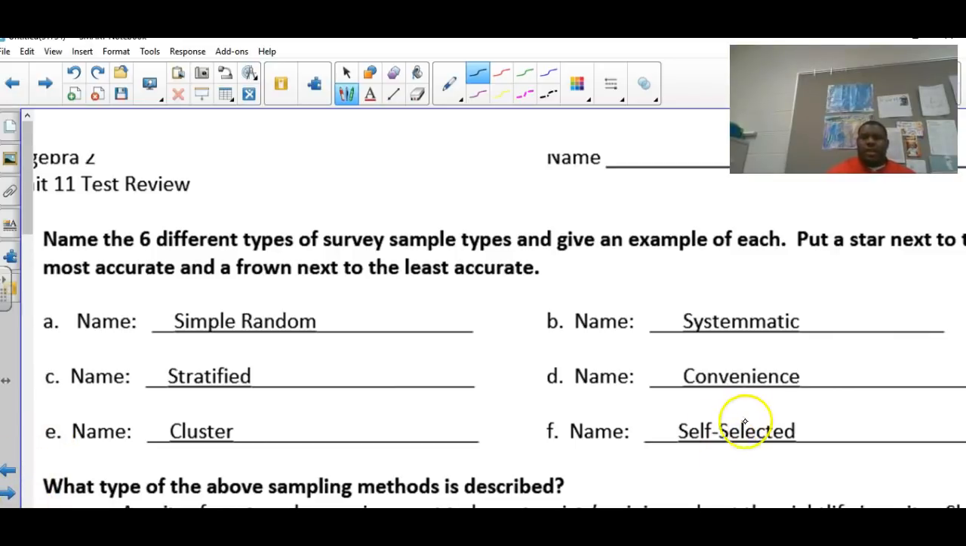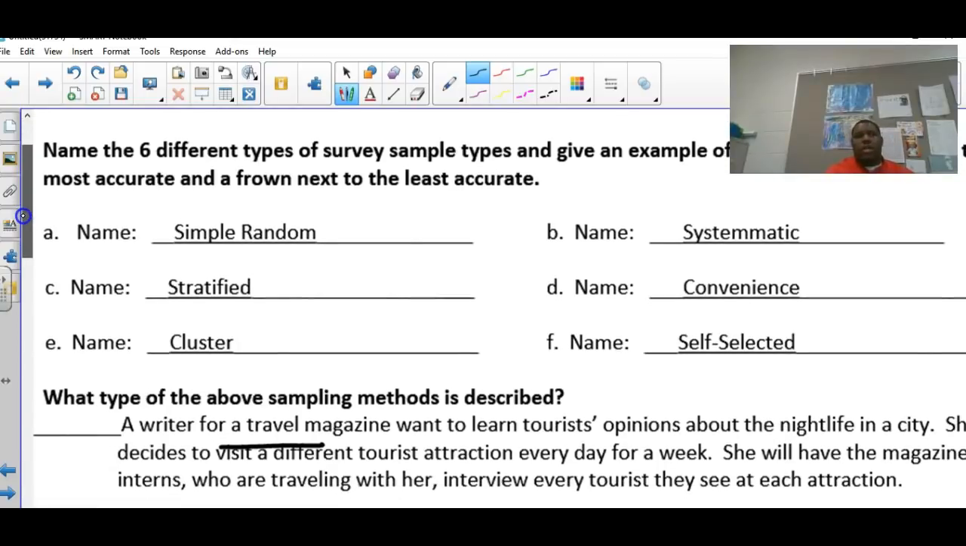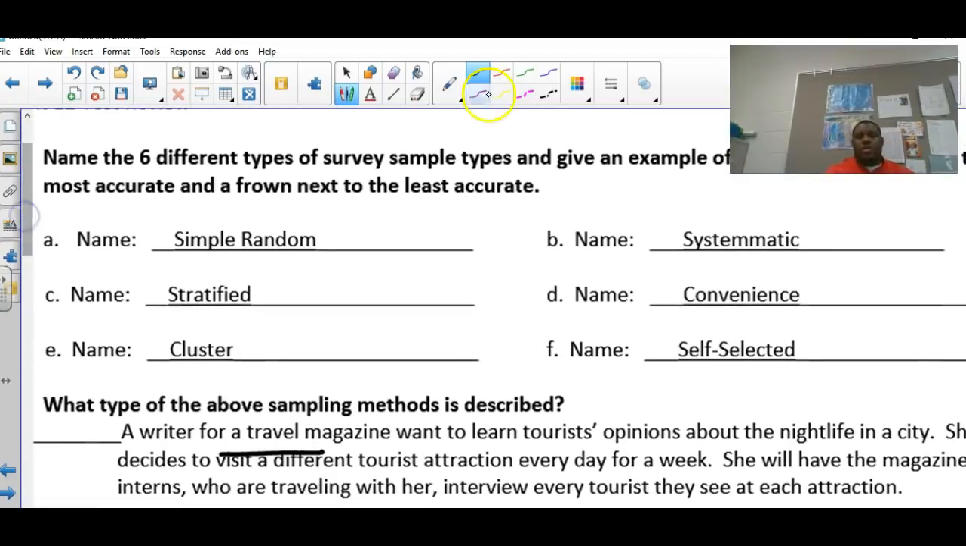And self-selected would be, again, you chose. You chose to reply to the email. You chose to call in and give your opinion. You chose to call the number on the back of the Burger King receipt and give the survey because you were like, hey, they're giving away a free Whopper if I call the number on the back of the receipt.